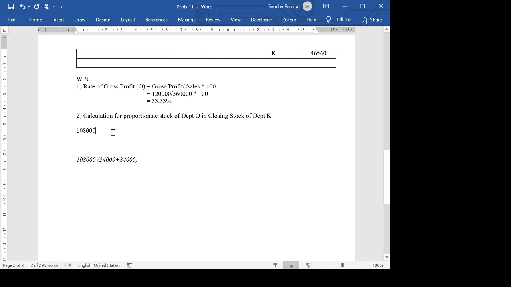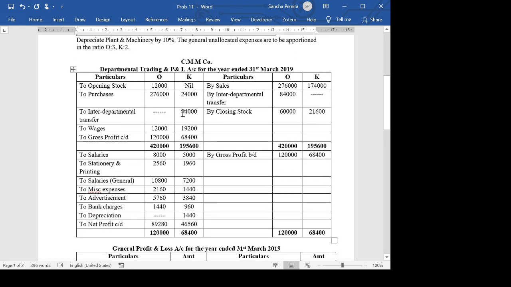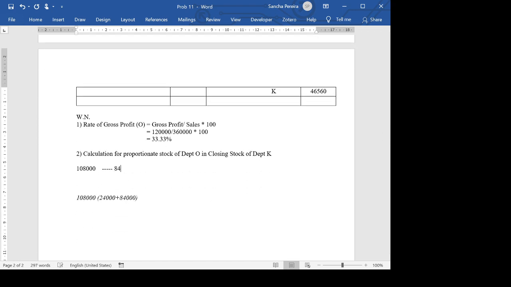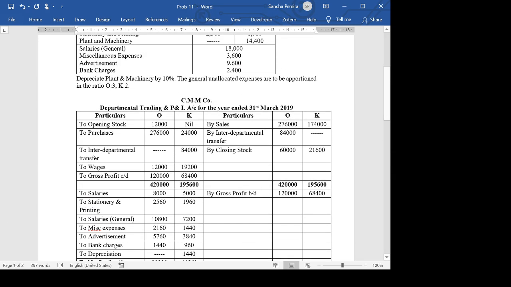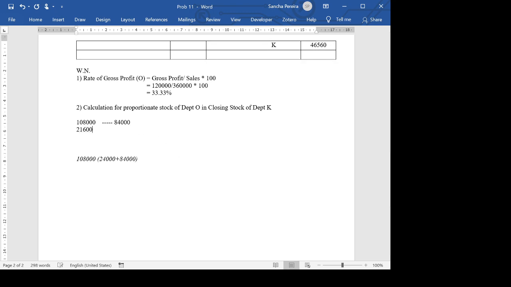Out of 1,08,000, the amount that has been received from O is 84,000. And we want to know what's in the closing stock. In the closing stock of K, how much is the stock from O? So 21,600 has how much stock from O.